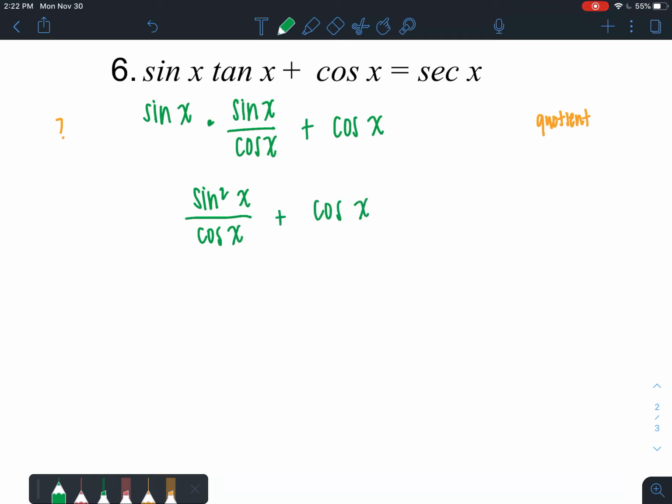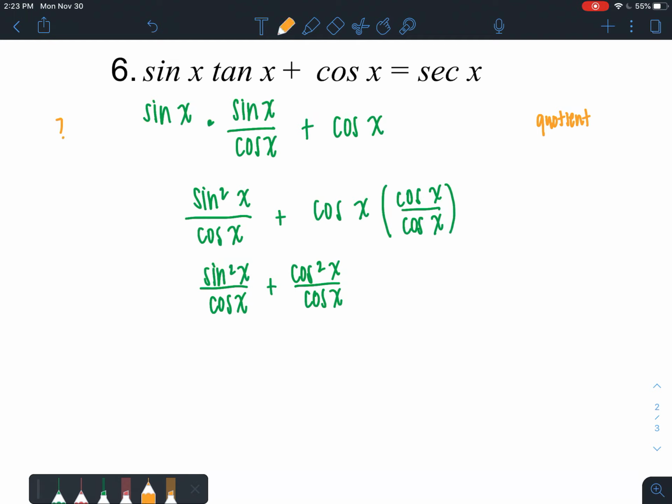And I'm trying to get to secant. I went from 2 terms to 1 term. So I'm going to multiply this by cosine of x over cosine of x, so I can get one single fraction. So I have sine squared x over cosine of x plus cosine squared x over cosine of x. All we did was simplify, and all this was getting a common denominator.